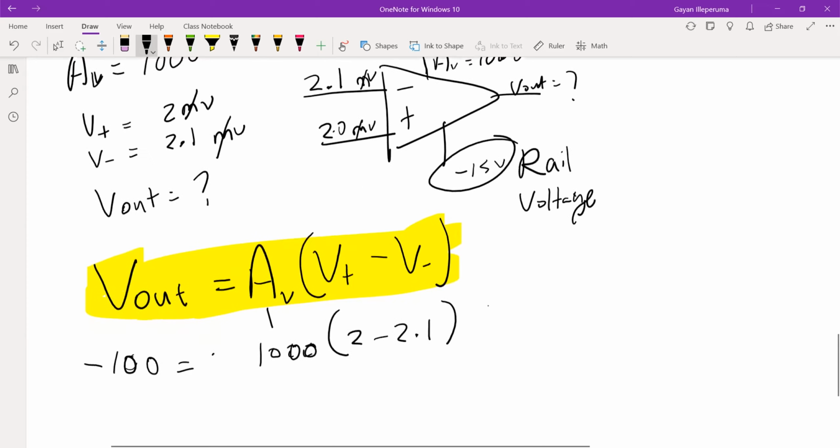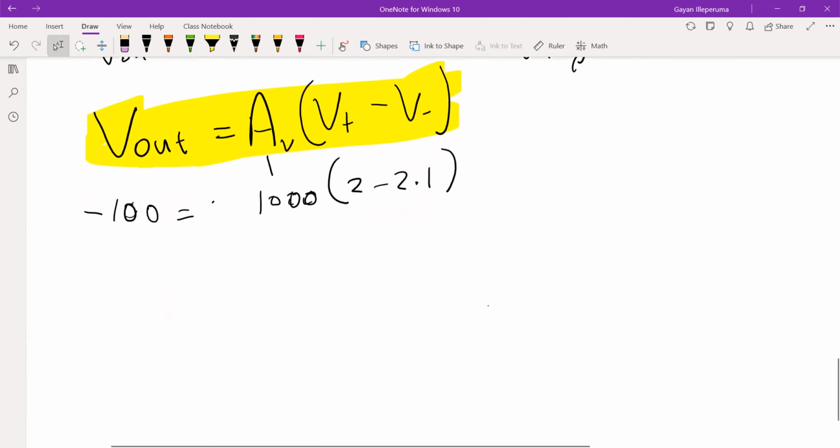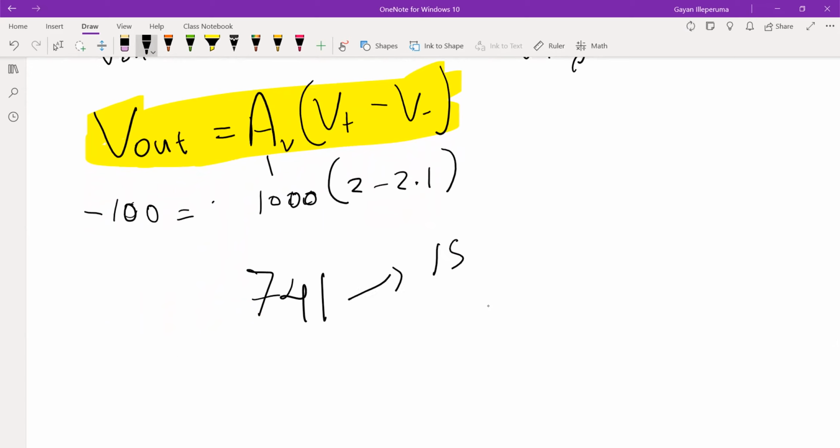In fact, most of the op amps, kind of like the old common op amps like the 741, can't even go to the rail voltage. For example, if you have 15 volts as a plus supply, the output might go to something like 14 volts or maybe 13.5. It can't even reach the 15 volts. It will saturate before it.